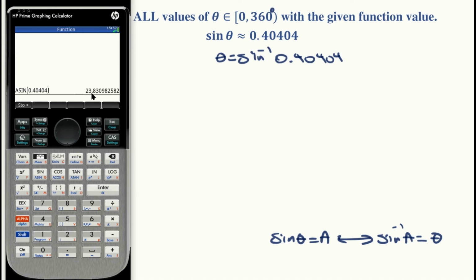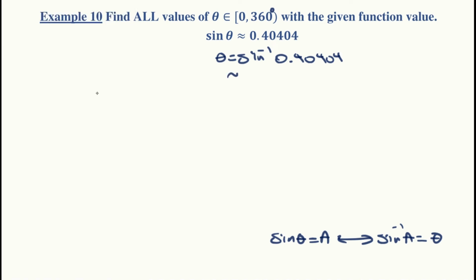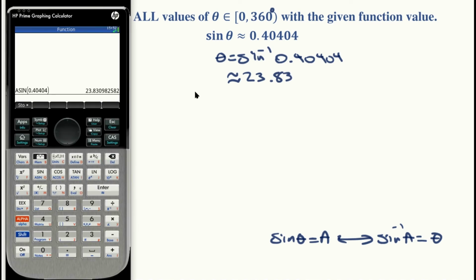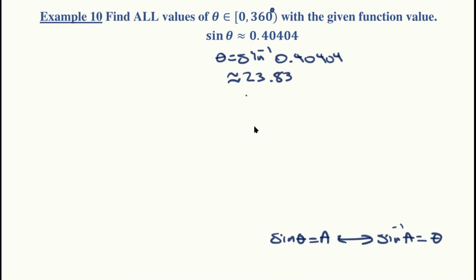So notice that here we have one result. Let's just go to 2 decimal places. So 23.83. So theta is approximately 23.83. Now, we're going to bring back our graphic to help us find any other ones that may exist.